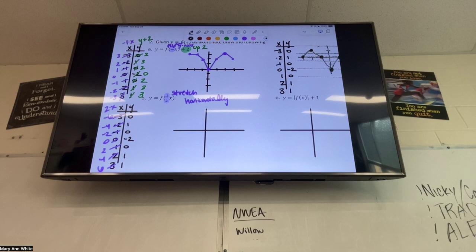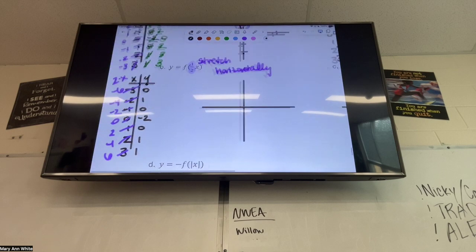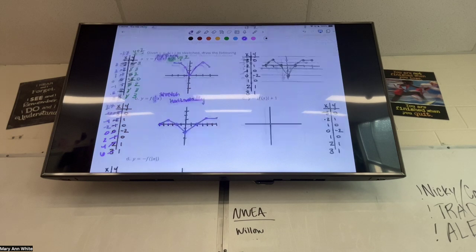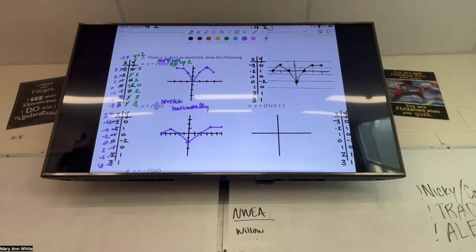Okay. So I'm going to go ahead and graph that. I'm going to go as far as 6 on both sides. 1, 2, 3, 4, 5, 6. If we compare that to what we had before, it does kind of look stretched out.